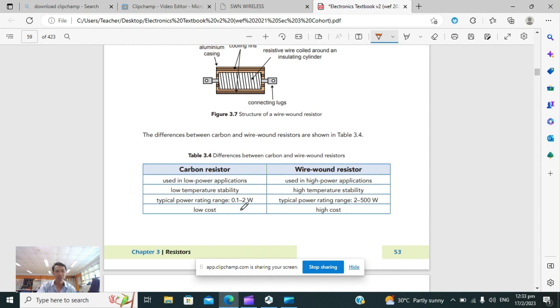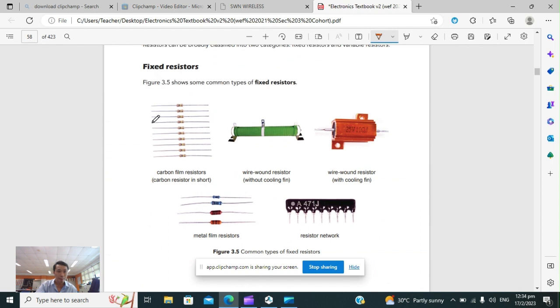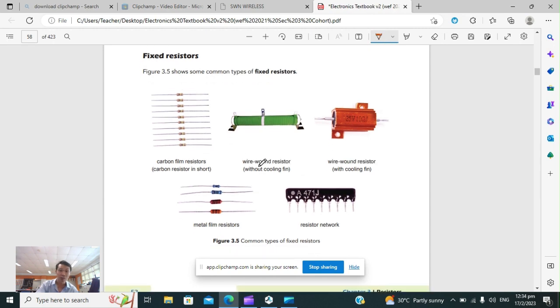Low power, high power. And of course, carbon resistors, because the cost of application is low, that's why you get all these lower power applications and low temperature stability. But if you want it to withstand greater temperatures and be able to work with high power, it is going to cost you. So you must remember this table over here. I'm going to write down, remember this table. Besides this, you must also be able to remember what some carbon film resistors look like and what some wire wound resistors look like.